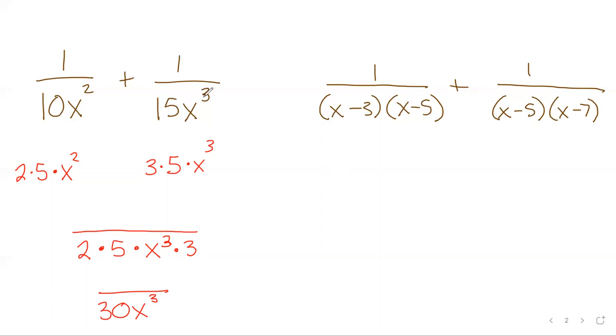If you're dealing with things with powers like this, the least common denominator is always going to have the highest power. So if you see x squared and x cubed, there's going to be an x cubed. Okay, let's move on to this kind.